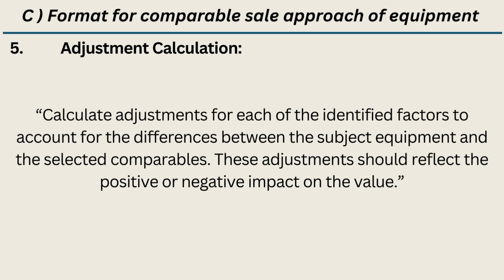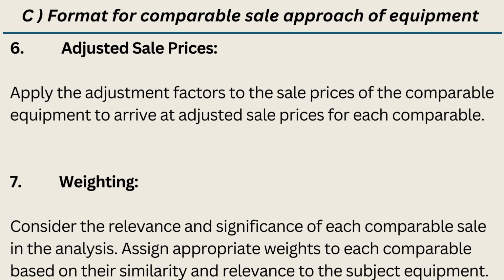5. Adjustment calculation. Calculate adjustments for each of the identified factors to account for the differences between the subject equipment and the selected comparables. These adjustments should reflect the positive or negative impact on the value. 6. Adjusted sale prices. Apply the adjustment factors to the sale prices of the comparable equipment to arrive at adjusted sale prices for each comparable. 7. Weighting. Consider the relevance and significance of each comparable sale in the analysis. Assign appropriate weights to each comparable based on their similarity and relevance to the subject equipment.